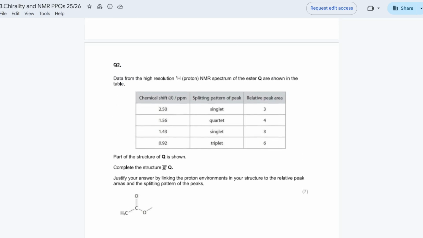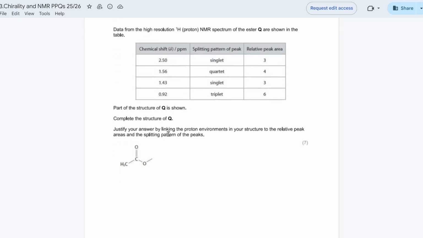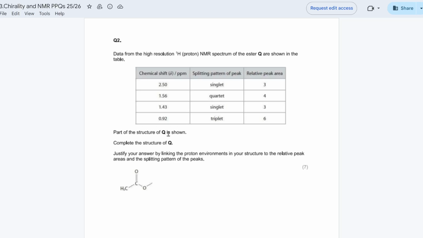Okay, we don't have a molecular formula or an empirical formula, but we know we have 4 hydrogen environments, and we know 2 of them are distinct and isolated, like not bonded to a carbon with anything on it, or not bonded to a carbon which is bonded to a carbon with anything on it. Alternatively, they could be bonded to an oxygen.